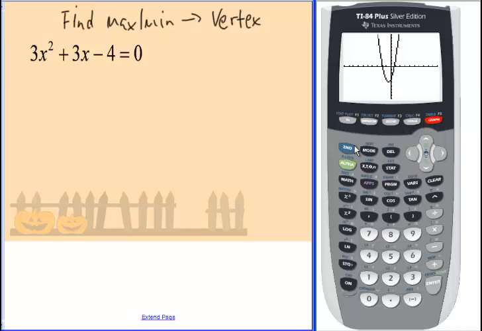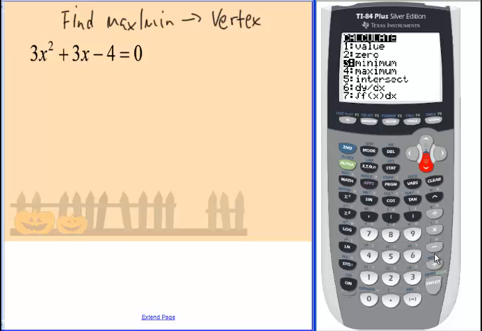And to find where that minimum value occurs, hit the second key and trace. And when you hit the second key and trace, that brings up a list of choices here. One of those choices is minimum. Well, we know for this particular graph, that's what we've got. So I'm going to go ahead and choose minimum.